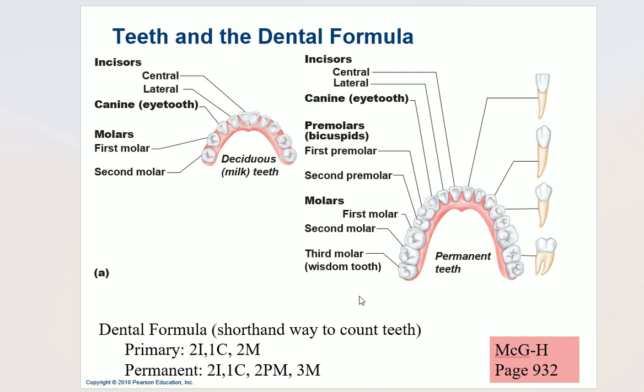Permanent teeth, same thing. So 2I, 1C, 2PM, 3M. So we've got incisors, 2 of them, central lateral. We've got 1 canine. We've got first premolar, second premolar. So 1, 2 premolars, and then 3 molars, 1, 2, 3 molars. But like I said, the third molar, the wisdom tooth, is kind of the toss-up. So that's what 2I, 1C, 2PM, 3M refers to. I is incisor, C is canine, M is molar, PM is premolar.